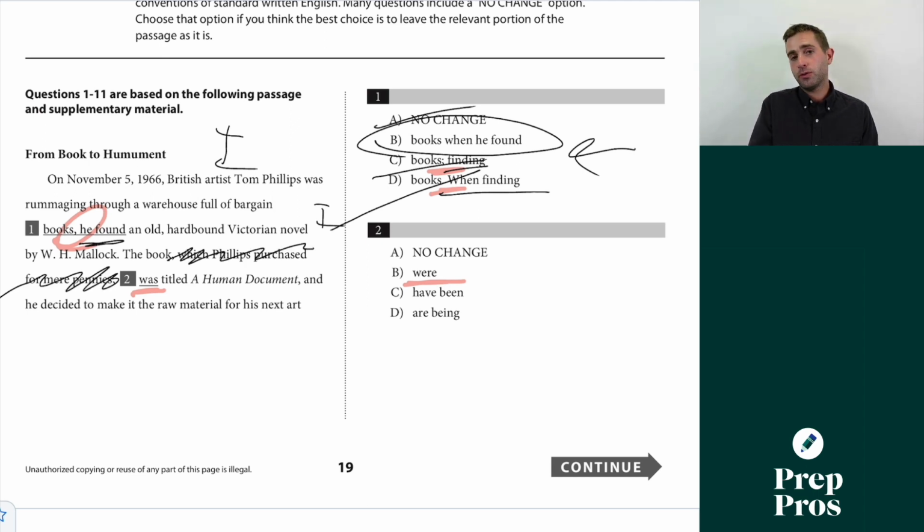Now we can read back through and hear the subject correctly. The book was titled A Human Document. We wouldn't say the book were titled, the book have been, the book are being. This is singular. This is our only singular verb, is the really technical way of thinking about it.